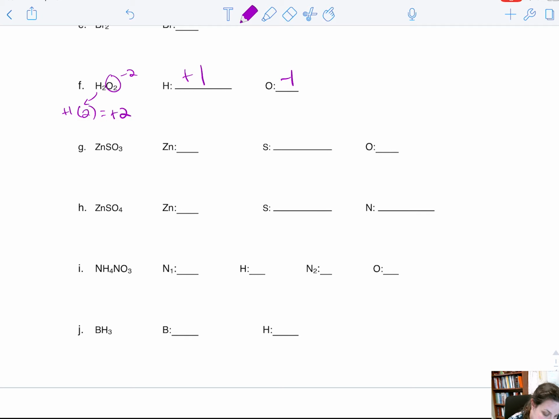Next one, zinc sulfite. The zinc will be +2, as zinc is always +2. The oxygen will be -2. There are 3 of them, so that section equals -6. So this will therefore have to be +4.